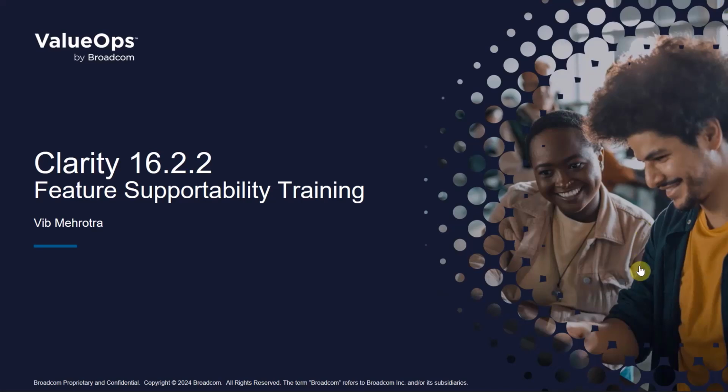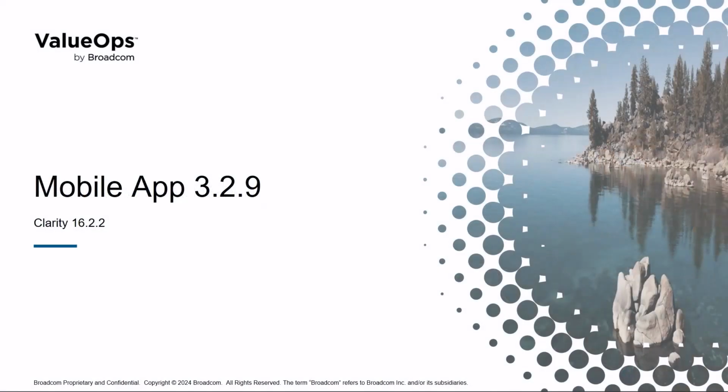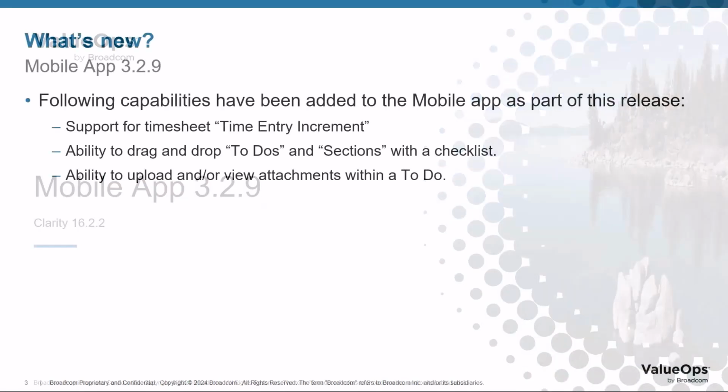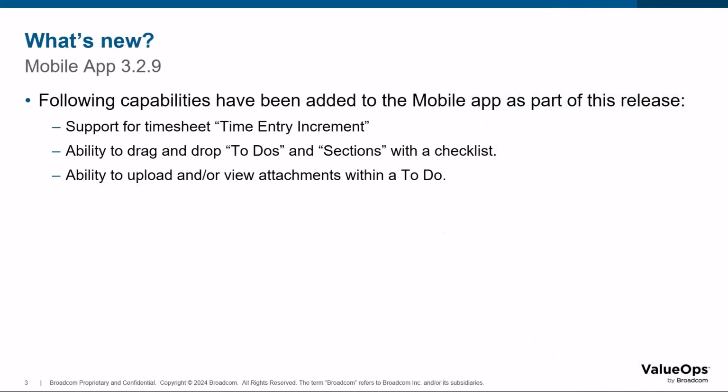I am Bib Mehrotra, and as part of this training, we will be talking about the enhancements made to the Clarity mobile app 3.2.9. As part of the Clarity mobile app 3.2.9, we are making the following enhancements. First, we are going to be supporting in the timesheet the time entry increment functionality.